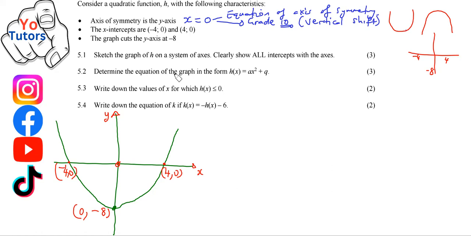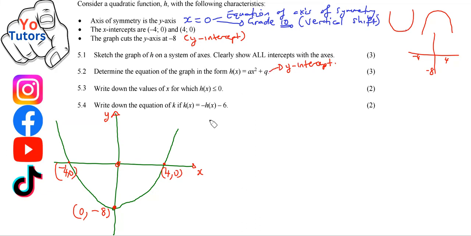Now, determine the equation of the graph in the form h(x) = ax² + q. But now, we don't need to stress here. We know that q is actually the y-intercept, that's where your graph is cutting. So when you're told that the graph is cutting the y-axis, that's our y-intercept. So when we have our y-intercept, we have the q. So q is -8.